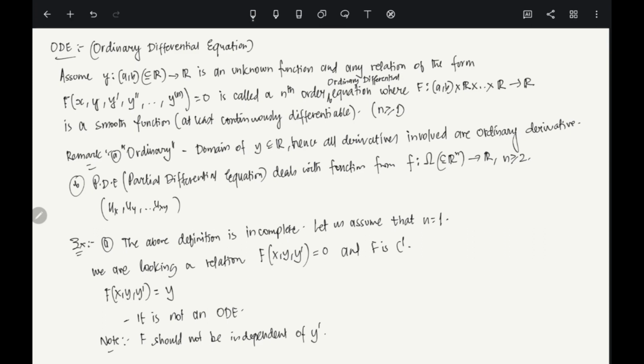So essentially we have to modify the definition. f is a smooth function, which is dependent. Let me put it this way: n greater than or equal to 0 and del f by del y^(n), with respect to the last variable, if you think of it as the z variable, del f by del z should not be 0. So it should be dependent on the derivative at least. If n equals 1, it should be dependent on y'. If it is an nth order ODE, it should not be independent of the nth order derivative. Clear? I hope this is clear.